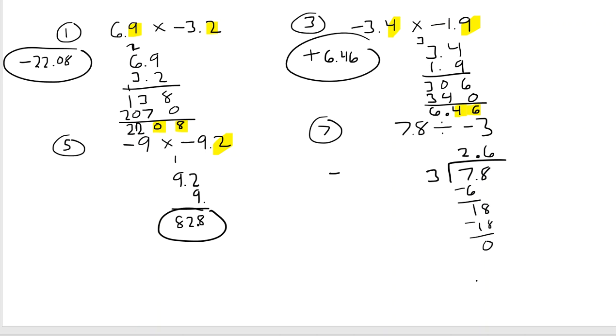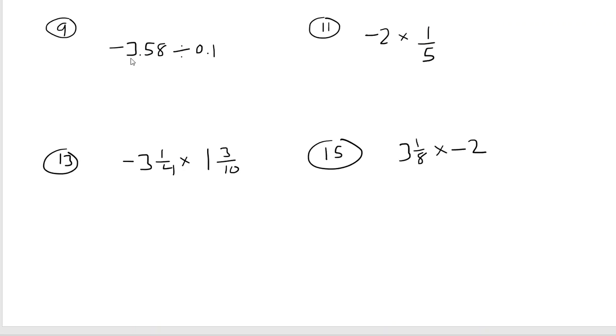18 minus 18 is 0. Now, a positive number divided by a negative number is going to give us a negative answer. So our final answer is negative 2.6. Okay, let's go ahead and look at the next one.